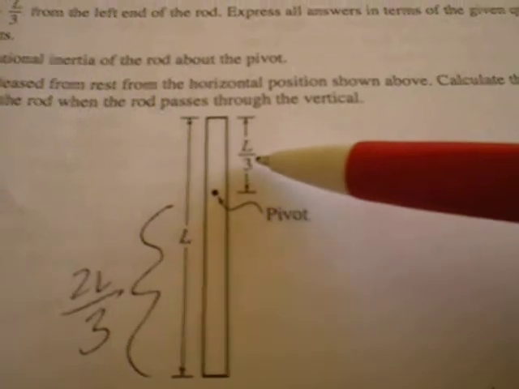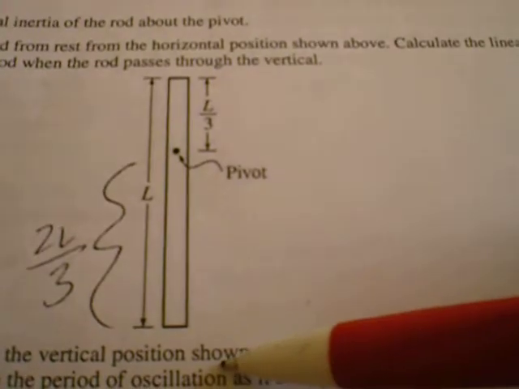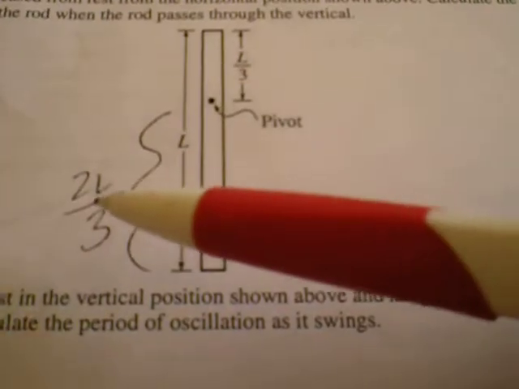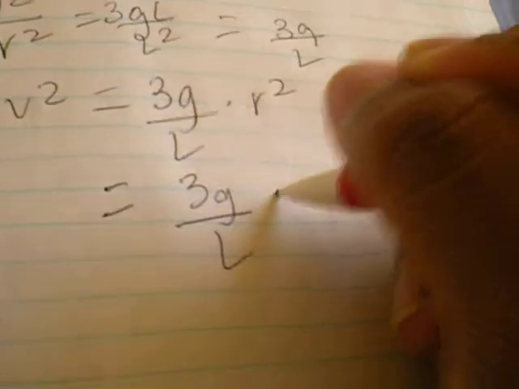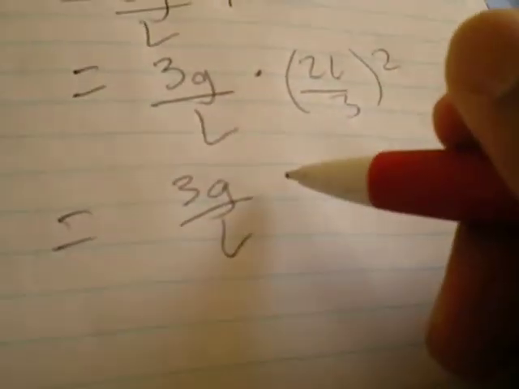R is going to have to be the other 2/3 of the rod, because if you recall correctly, part A asks to find the moment of inertia of this part of the rod, which is 1/3 of the rod. Now we have to find the other 2/3. So R is going to have to be 2L over 3, and in this case, it's going to have to be squared. So it's going to be 3g over L times 2L over 3 squared. Now this comes out to be 3g over L times 4L squared over 9.